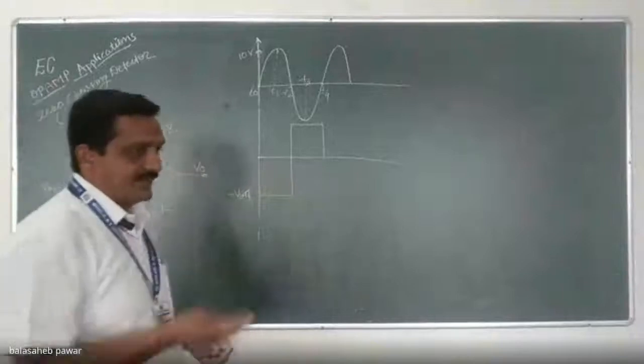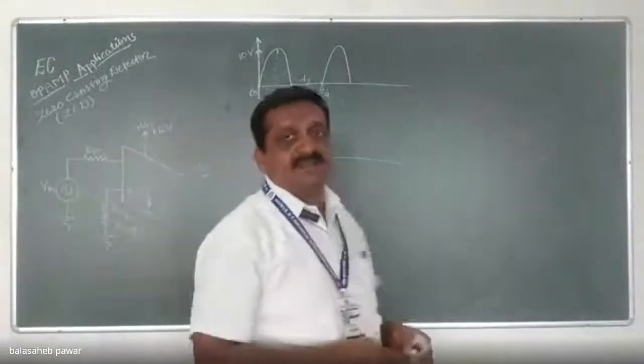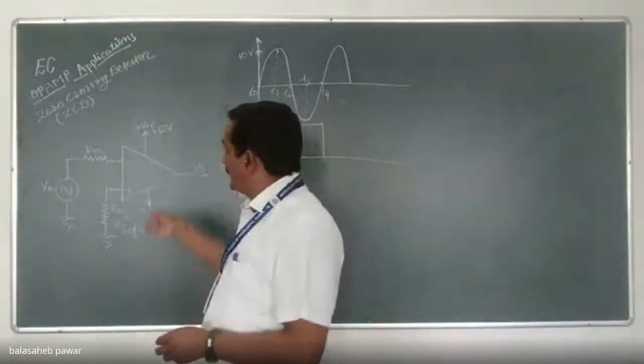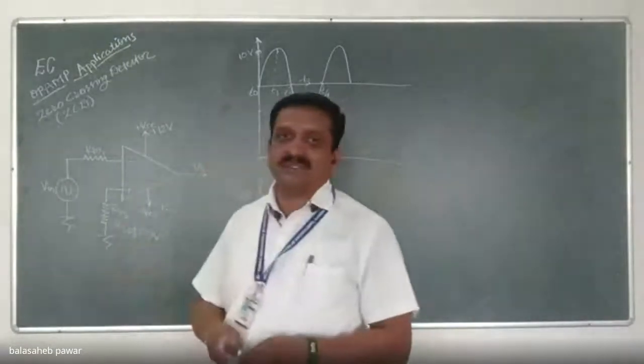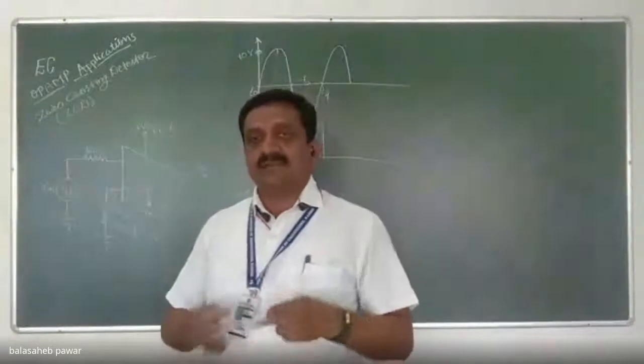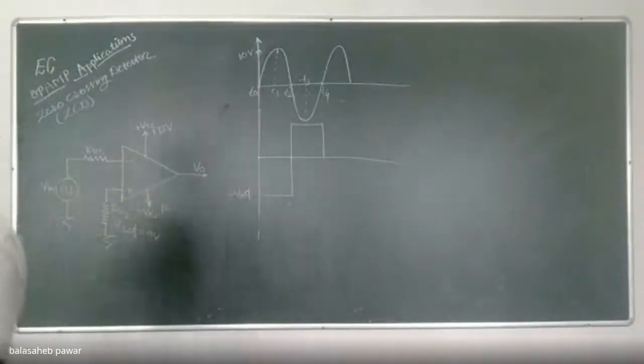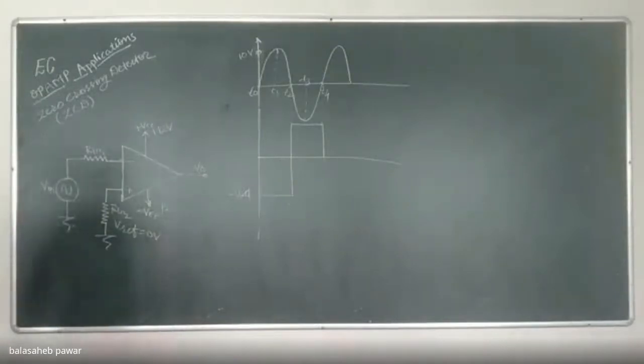And that's why we are calling that one a symmetrical square wave generator. While this ZCD, if the reference voltage is kept at 0 volts, then it will be a symmetrical square wave. Got it? Now there is one limitation with this ZCD.